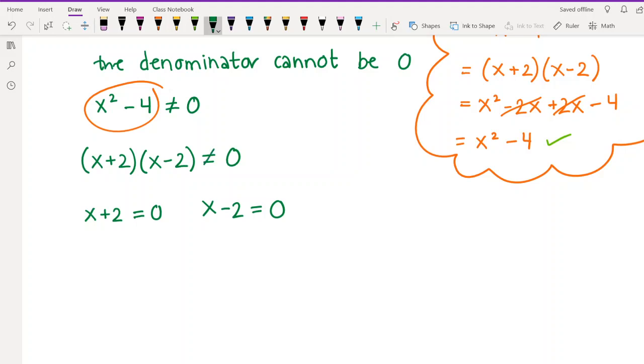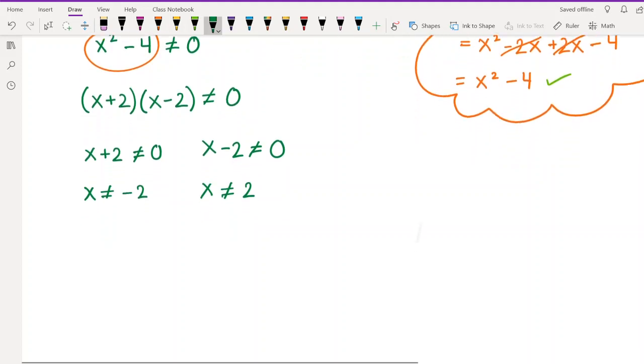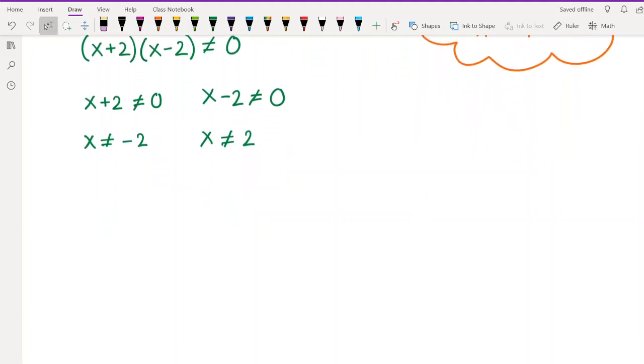If we're saying two numbers are being multiplied together and the product is not 0, well, that means that neither of those numbers can be 0, right? Because then it would give you 0. Okay, so from here we can solve each of these. And so we get x is not equal to -2, and then x is not equal to +2. And so that is basically our domain, right? We now know that x can be any value except for -2 and +2.